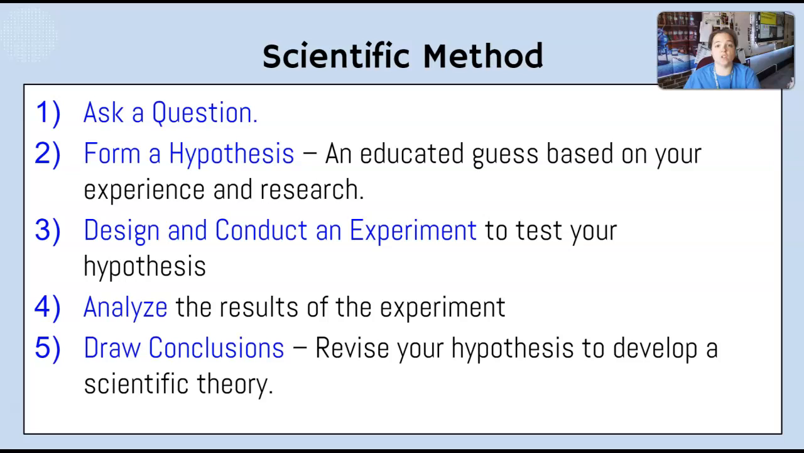Did your hypothesis happen, or do you have to change it? Or do you have to come up with a new experiment? Do you have to fix something? Do you have to make a whole new hypothesis? So 5 things: question, hypothesis, experiment, analyze, conclude.